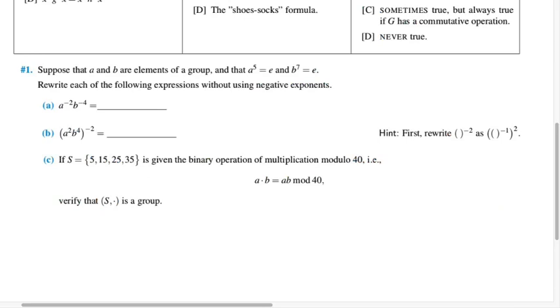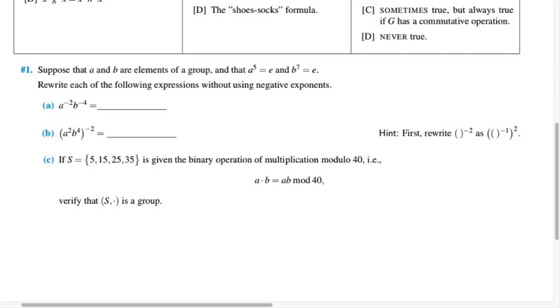So the other problem that I'll talk about when I get back to my office is how do you rewrite an expression with a negative exponent using only positive exponents in a general group setting where we can't divide the way that we're used to in algebra. So this problem asks you to rewrite a couple of expressions without using negative exponents. And this is challenging for a couple of reasons. One of them is that the last time you probably saw a problem like this was in Algebra 1 or Algebra 2, a long time ago.